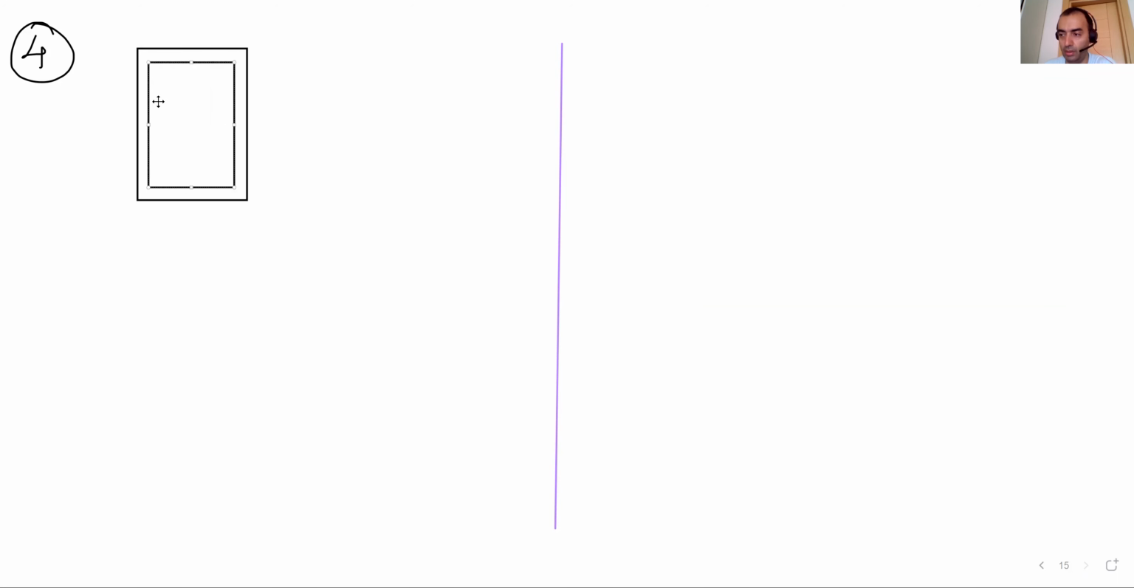Okay, this is the box section. So the sizes are given here: 5, 15, 5. In the vertical direction, here is 5. The wall thickness is 5. This portion is 30.